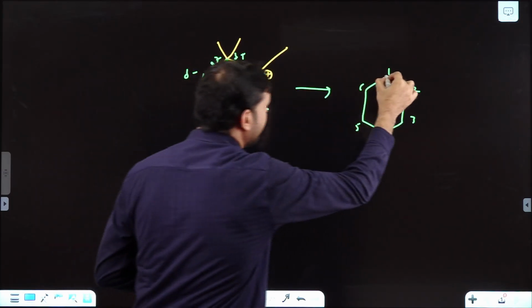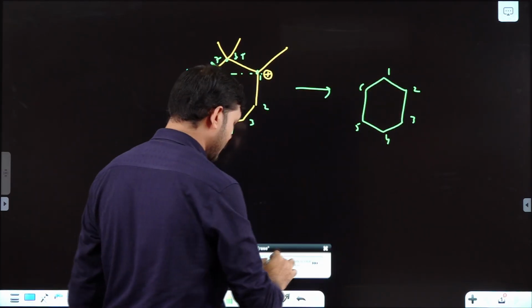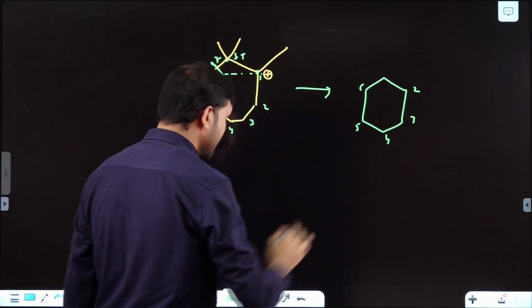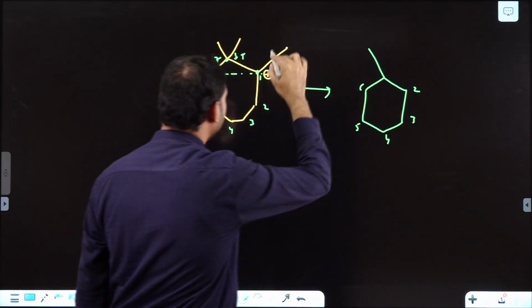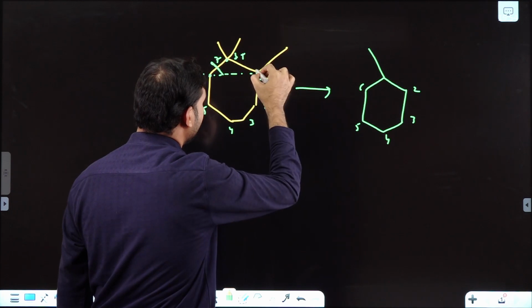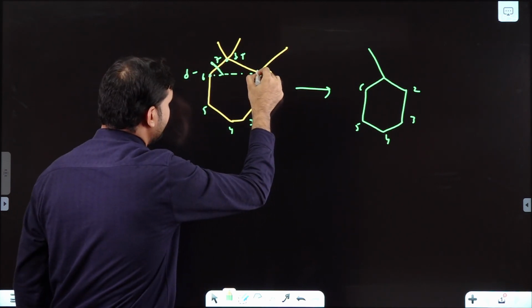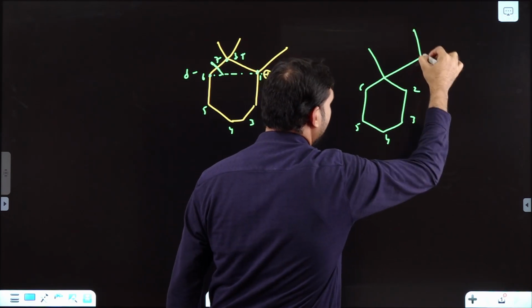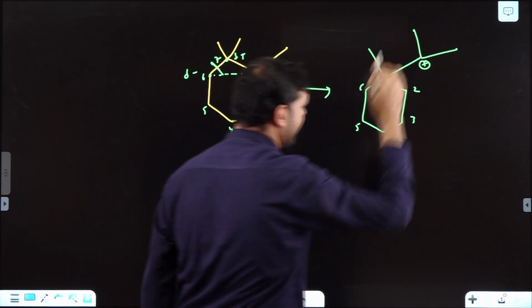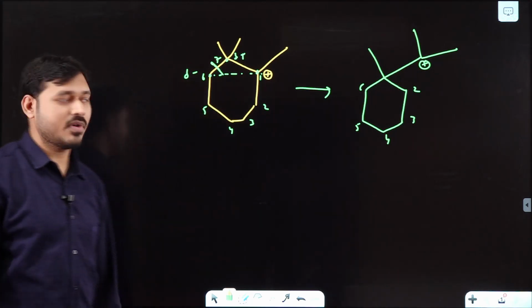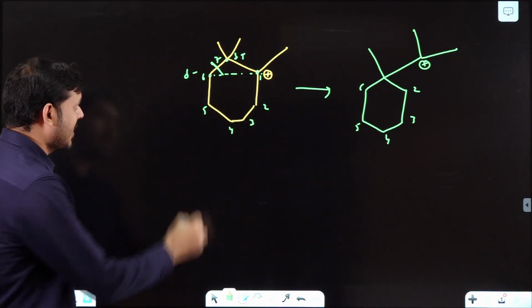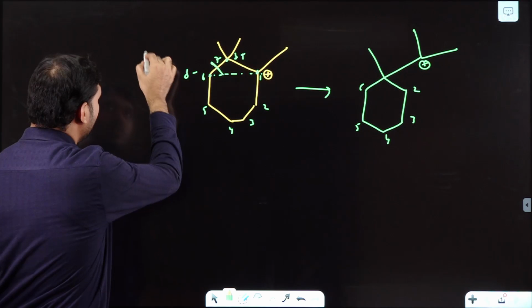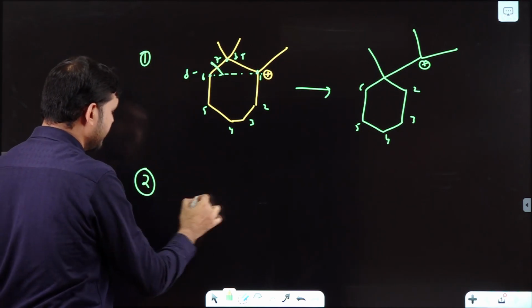1 is having 1 methyl as it is. Now this carbon is having methyl. Again, this is joined with this group, this carbon, which is having 2 methyl, and the plus charge will come here. So this is the most stable form possible for this case. Now I am taking one more case of rearrangement.